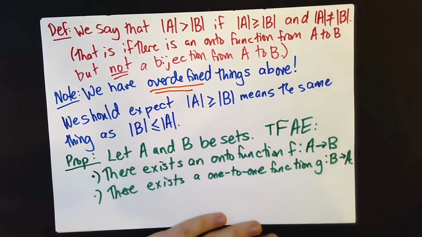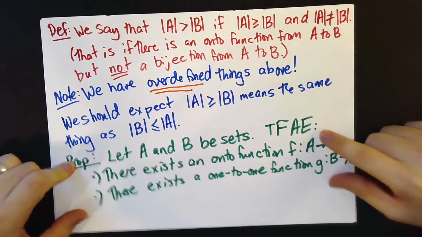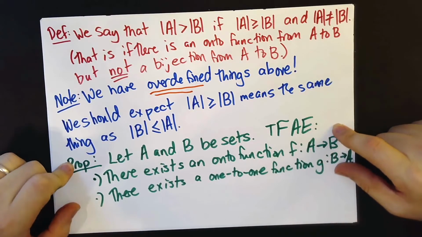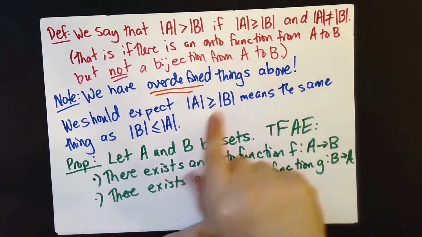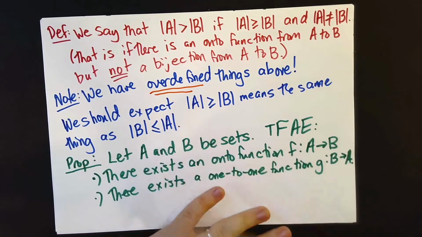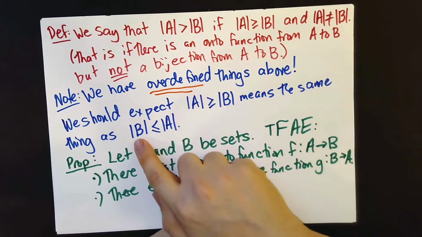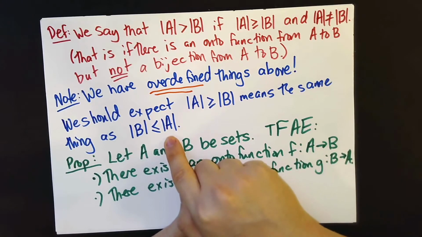But I hope you see that once we do prove this proposition, what it really says, once I wrap it all in these nice less than or equal to and greater than or equal to signs, is that my definitions actually support saying the size of A is greater than or equal to the size of B if and only if the size of B is less than or equal to the size of A.